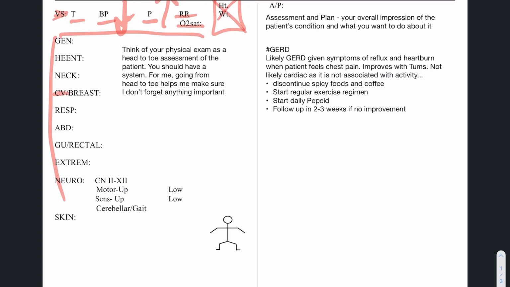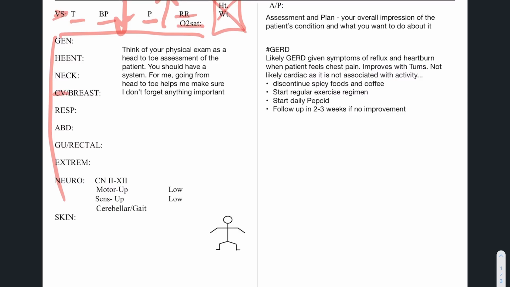But in general, you want to have a system when you're going through a physical exam. So you go head to toe, or really any system that works for you. For me, it's always easier to go head to toe because it's what has worked for me in the past. So I look at them generally. How is it that they look? They look good? They look sick? Are they talking to me? Are they responsive? And if all of those questions are yes, I go on to the next thing.